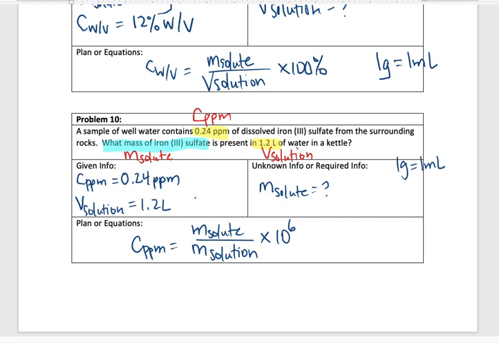Right now we're in liters, so let's get to milliliters by multiplying by 1,000. We get 1,200 milliliters. Then, in order to put it into our equation, we need to change it to grams, and you're allowed to do that. So we have our mass of solution, and we need to find the mass of solute. We have the parts per million, and the 10 to the 6 is the million. From there, just solve it and figure out the mass of solute.